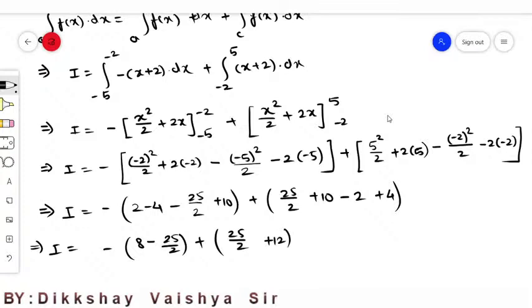Then next is equals to, introducing minus inside, minus 8 minus into minus become plus 25 by 2 plus 25 by 2 plus 12. Now 4 minus 8 is obviously it is 4. I will write little closer terms, minus 8 plus 25 upon 2 plus 25 upon 2 plus 12. So at the end 12 minus 8, 4. 25 plus 25, 50 by 2, that is 25. 4 plus 25 is 29. That's it. The value of I is equals to 29.